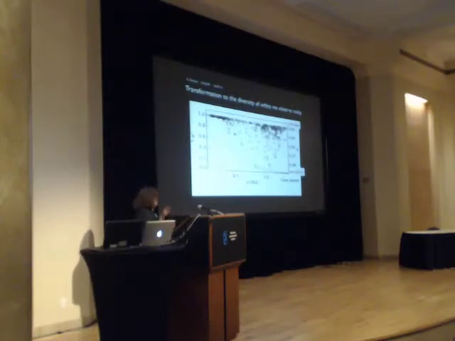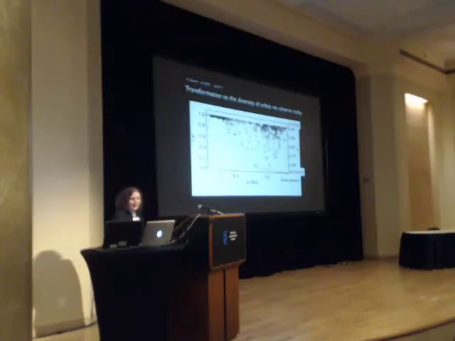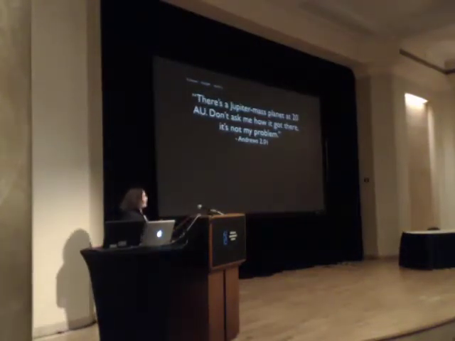As a side note, you might notice that most of the planets on these plots are a lot closer than the ones we heard about on Monday, and that's because we don't yet have a ton of well-characterized, widely separated planets. I sort of wanted to quote from Sean Andrews and say, there's a Jupiter mass planet at 20 AU. Don't ask me how it got there. It's not my problem. But actually, I think it is my problem.